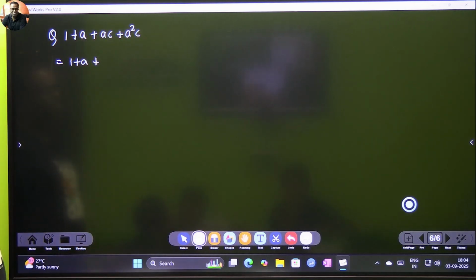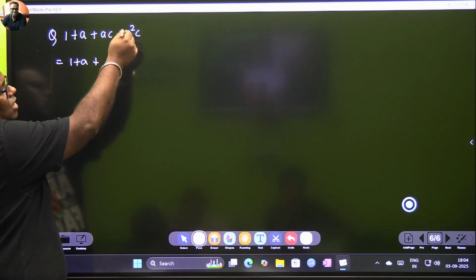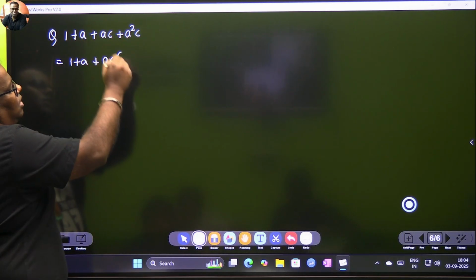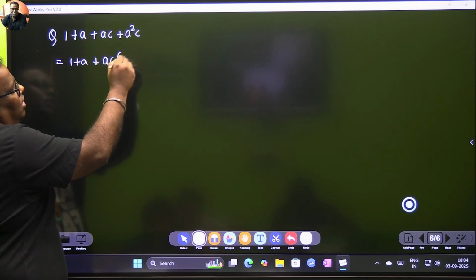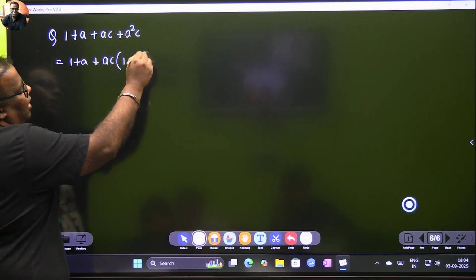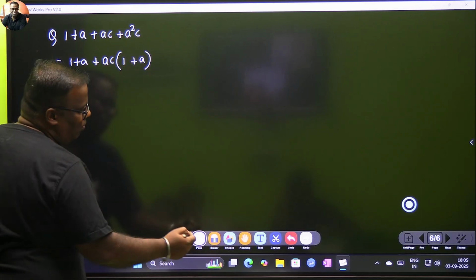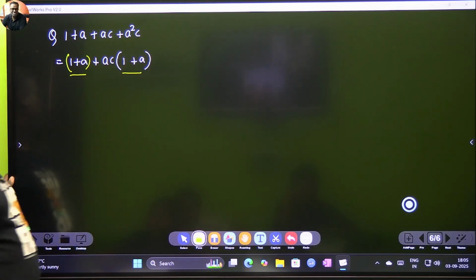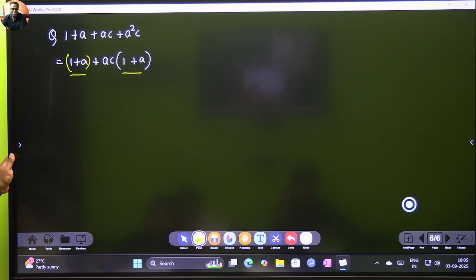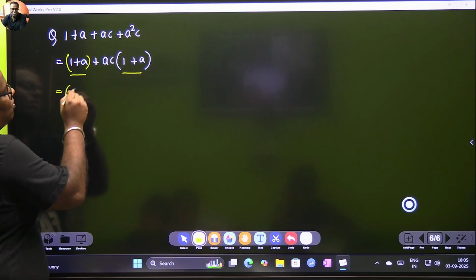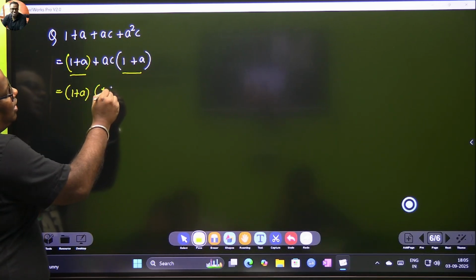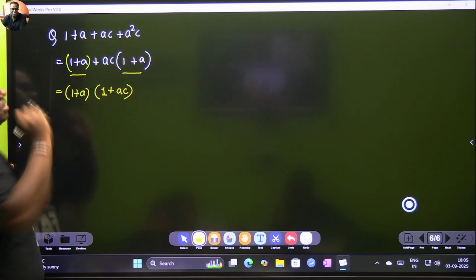What can we take common from here? A, and C also. So let me take AC common from here. This becomes 1 plus A. Are you observing something? Some beautiful things have happened. Now we can take the dog common. If you take 1 plus A common, then here we have a 1 and here we have AC.